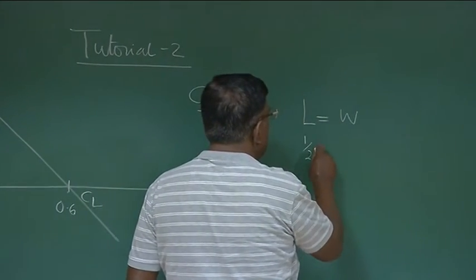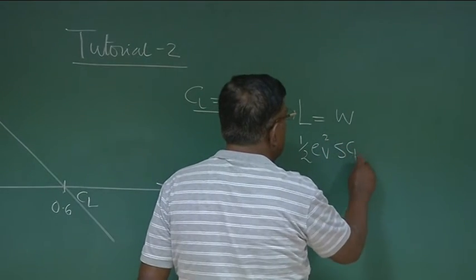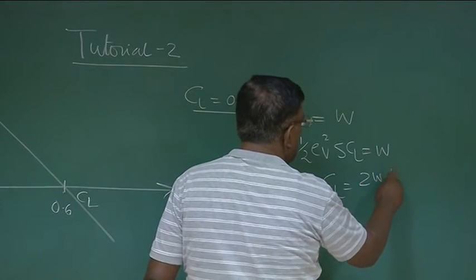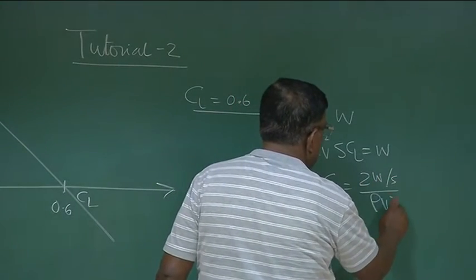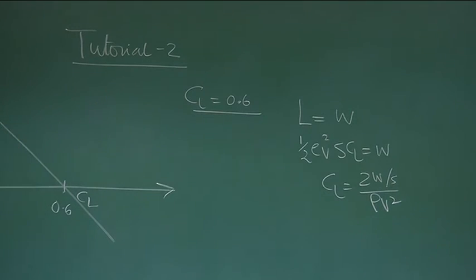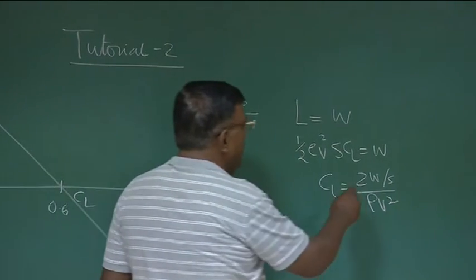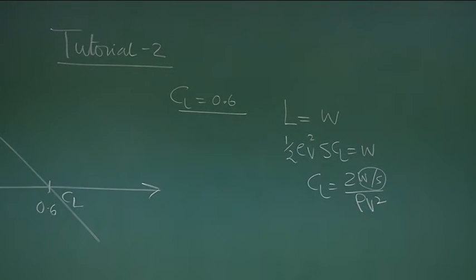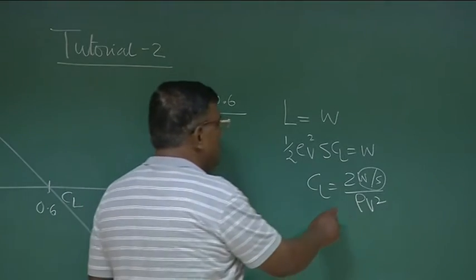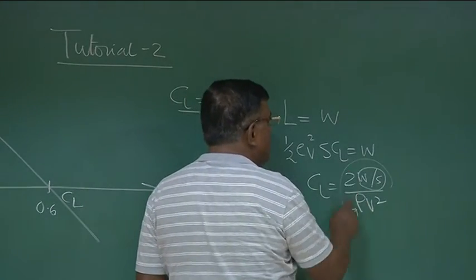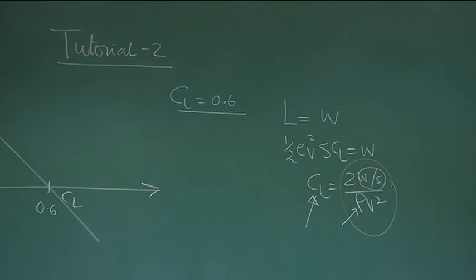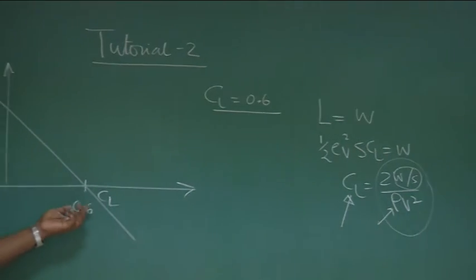So I know half rho v square S Cl equal to weight, or Cl equal to 2W by S rho v square. So suppose I am designing an airplane whose wing loading we have decided. We have decided what is the cruise speed, and we have decided what is the altitude at which I will be cruising. So if I put those numbers here, I get a value Cl. And that value Cl, let's say, for all those geometric parameters, is 0.6.